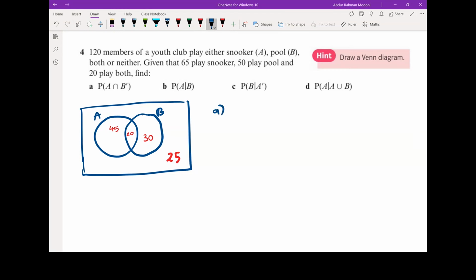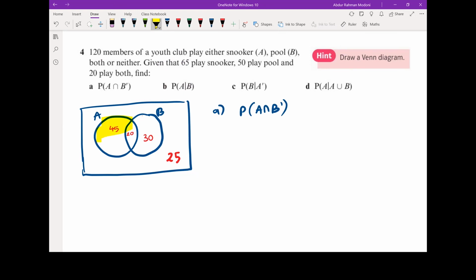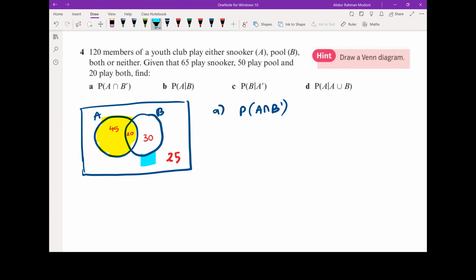So part A is asking us to find the probability of A intersect with not B. Now, first of all, let's take a look at where A is. Now, A is all of this, but we're looking at the intersection of A with not B. So I'm going to go and highlight not B now. Remember, not B is all the area that is outside of circle B. So if I shade everything outside of circle B, notice the part that gets shaded twice, i.e. the bit that is intersecting with A, is what we are interested in.